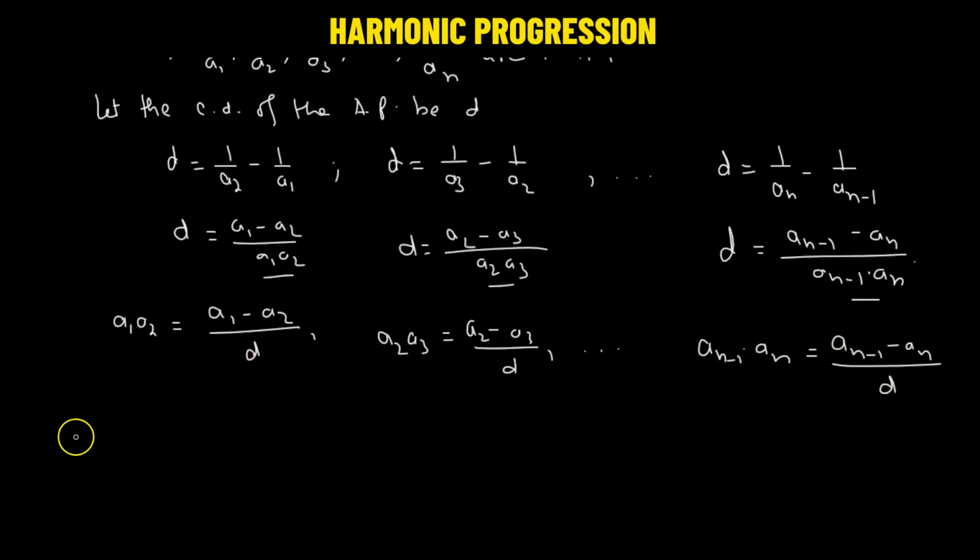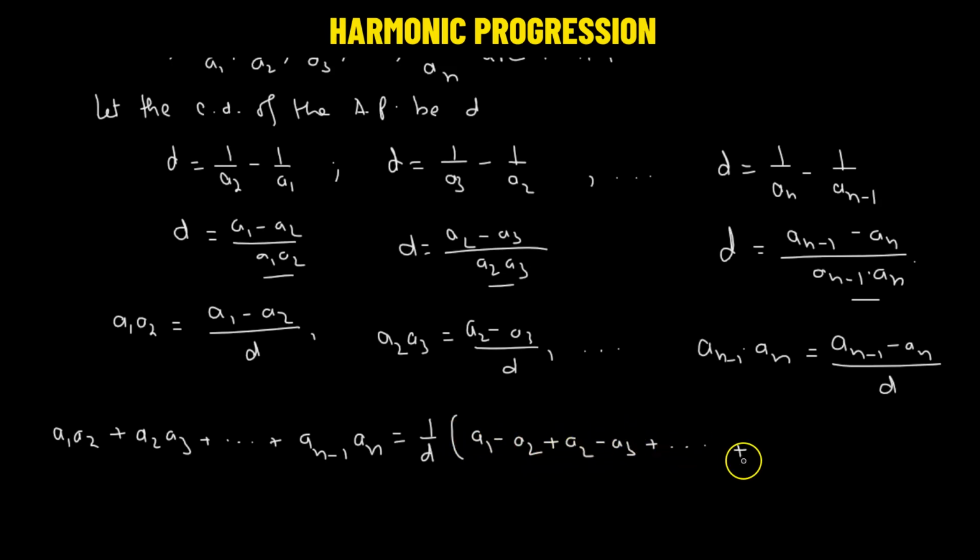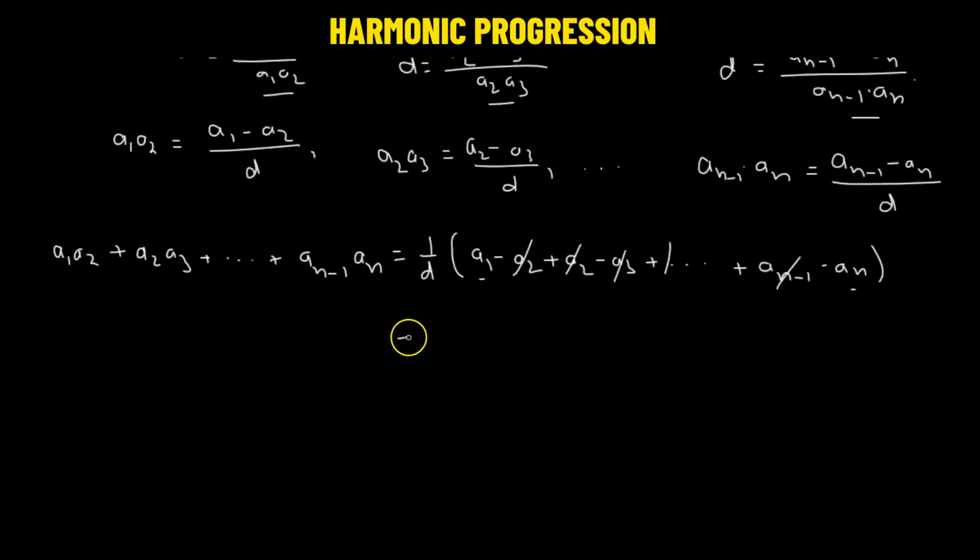So let's do one thing. Let's add each of them. So we have A1 times A2 added to A2 times A3, and this goes all the way up to A(n-1) times AN. So here we can take 1 over D as the common factor. So we'll have A1 minus A2 plus A2 minus A3, and it goes all the way up to A(n-1) minus AN. So here we can cancel out negative A2 and positive A2, negative A3 with the next term. So here we'll be left with only the first term and the last term. So this will be equal to 1 over D multiplied by A1 minus AN. So let's keep it aside for the time being.